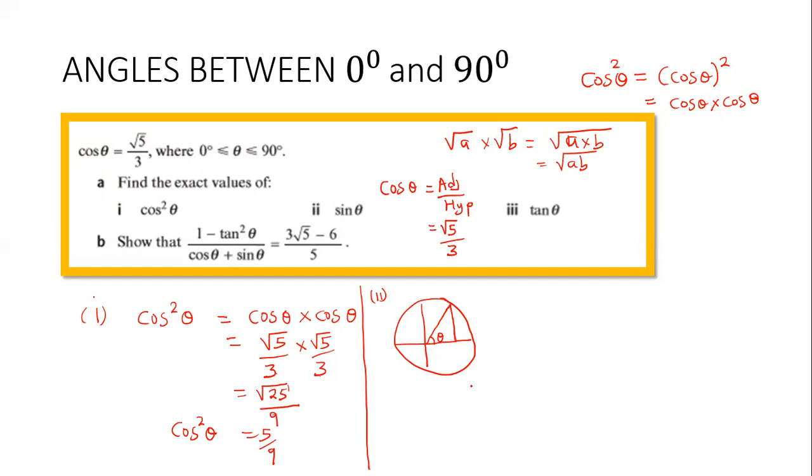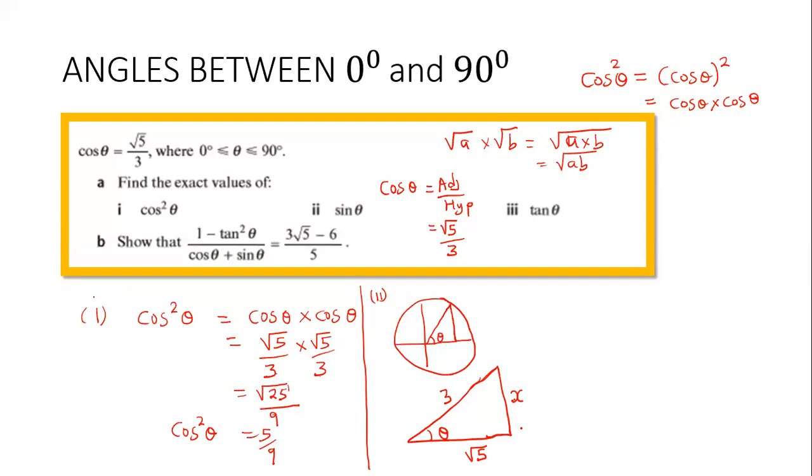So when I draw my triangle like this, you need to know where you are going to place them. This is theta. Where is my adjacent? It is down here. Where is my hypotenuse? It is here. So what is my task? My task is to find out what the opposite is. Let me put our opposite to be x.